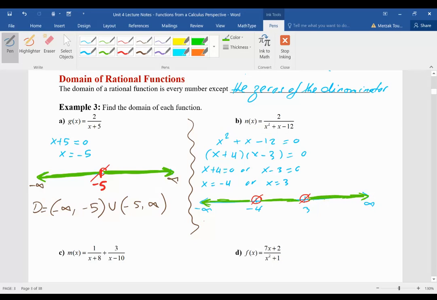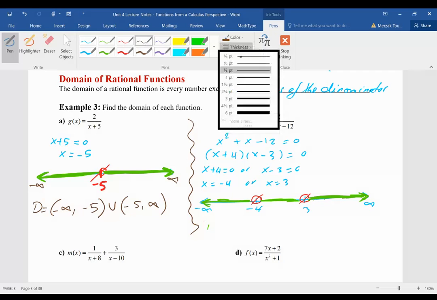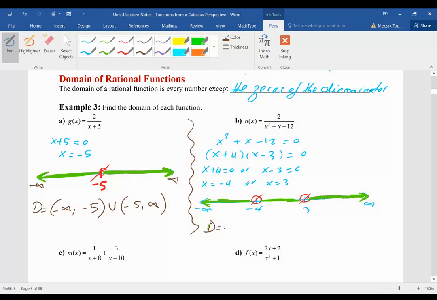So when I say between -4 and 3, that means not including -4 and 3. From -infinity to -4, that means not including -4. So the domain is starting at -infinity up to -4. We have to use parentheses to say that we are not including -4. Union -4 comma 3, union 3 comma infinity, and that will be the domain of this rational function.